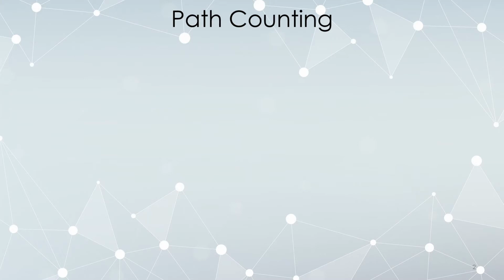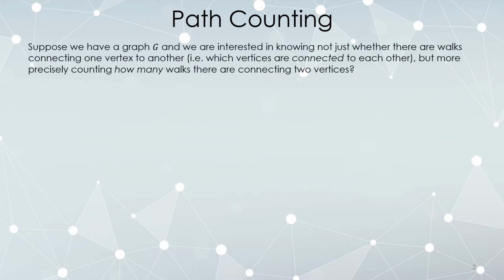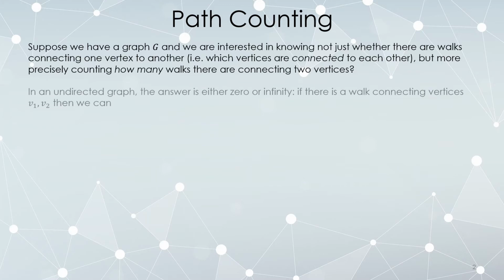Going to close out our discussion of graph theory with a fairly short video, especially compared to the last one, just about counting paths. Suppose we have a graph and we want to know not just is there a way to get from one vertex to another, in other words, are they connected, but in fact, how many ways can I get from one vertex to another? Can we count how many walks there are that connect two vertices?